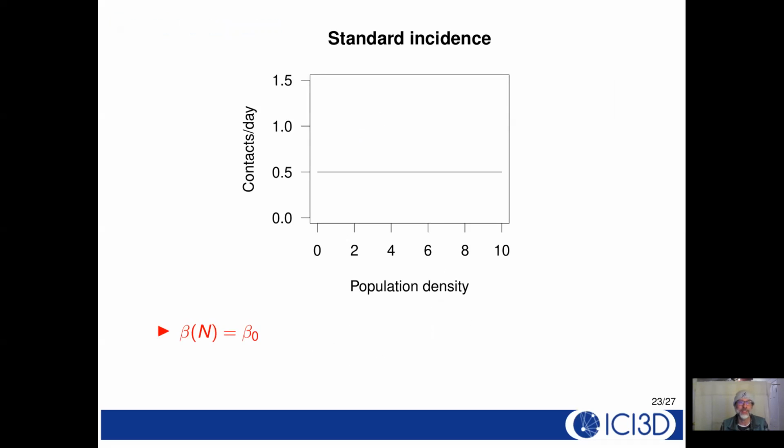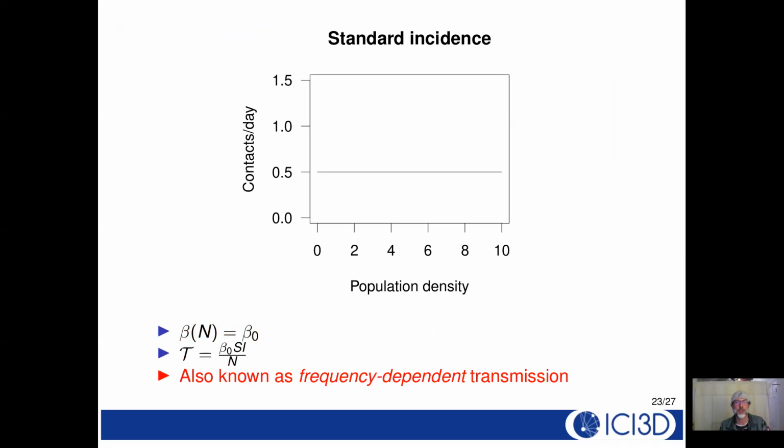Standard incidence is the assumption that beta doesn't change as population size changes. And this gets us back to something that looks almost exactly like our original formulation. Another name for it is frequency dependent transmission.